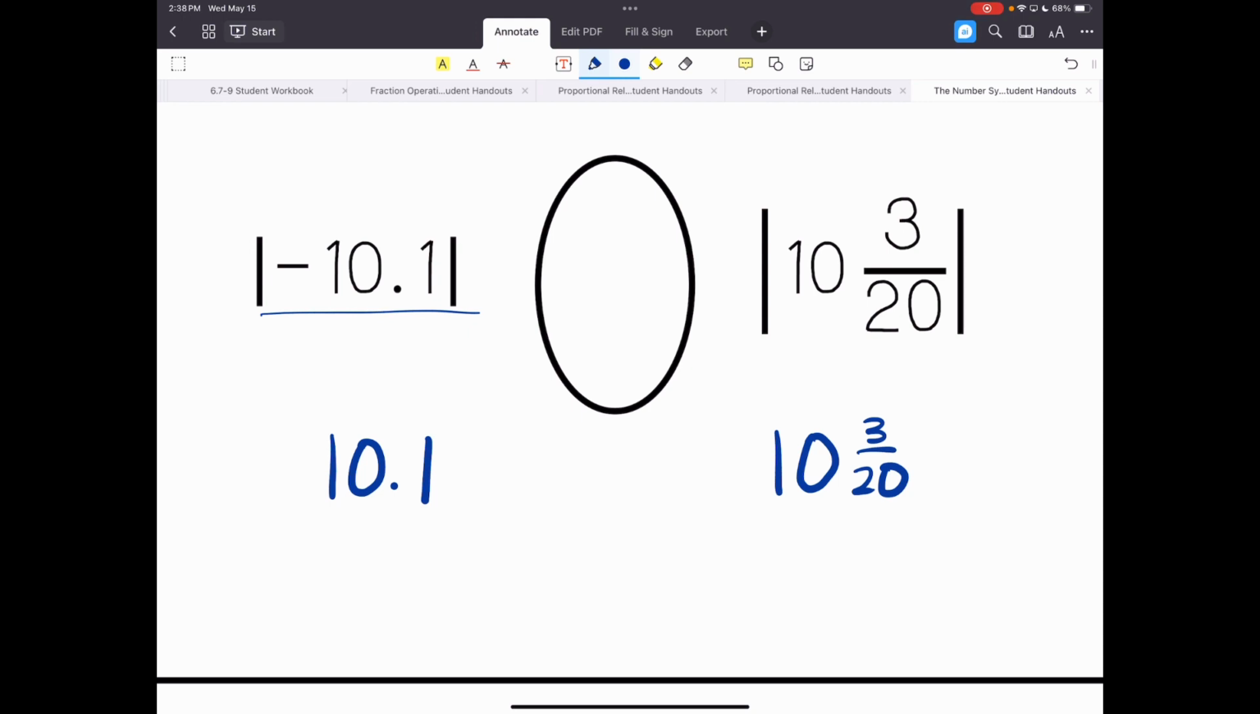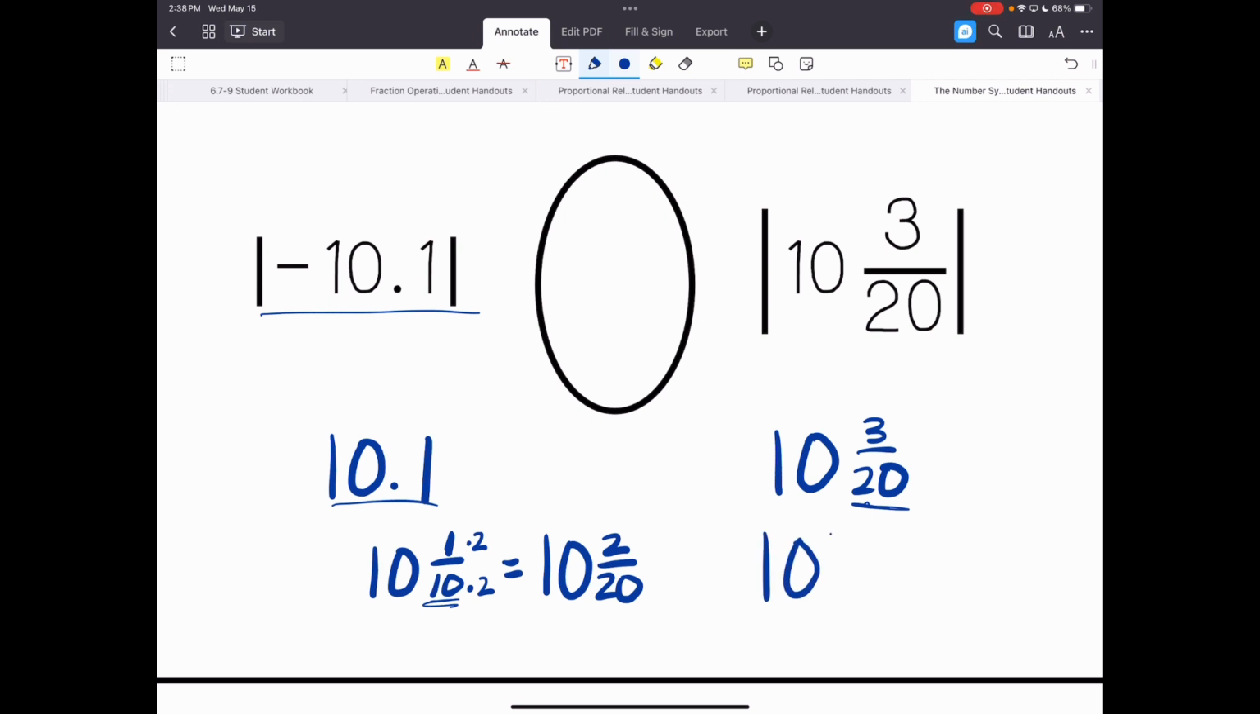And so for this, I'm actually going to convert this into a fraction of 10 1/10. But I still need my denominators to match. So I'm going to multiply this 10 by 2. And what I do to the bottom of a fraction, I have to do to the top. So my new number is 10 2/20. So what is more, 10 2/20 or 10 3/20? And the 3/20 would be bigger than the 2/20. So our greater than goes to our 10 3/20.